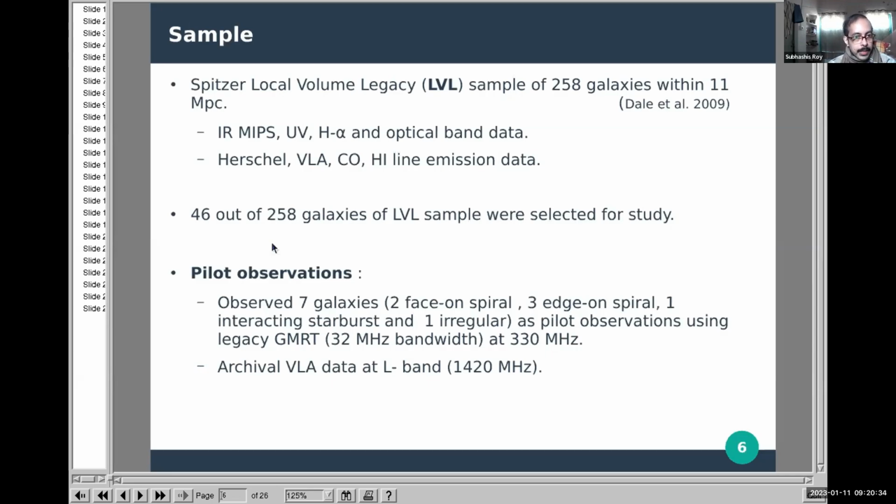Initially, we observed 7 galaxies, 2 face-on spirals, 3 edge-on spirals, 1 interacting system and 1 irregular, as pilot observations using legacy GMRT, which was with 32 MHz bandwidth at 330 MHz. We also used archival VLA data at L band, which is 1.4 GHz, or in some cases 6 GHz.